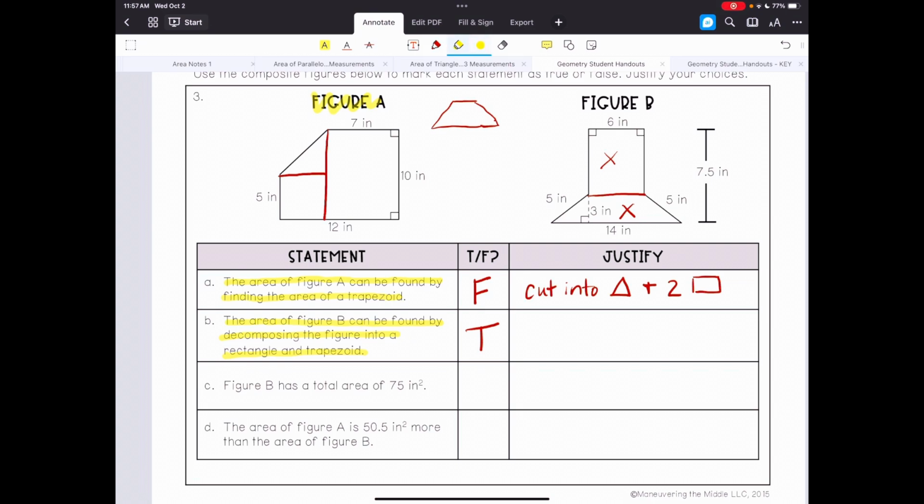Letter C says figure B has a total area of 75 inches squared. This would actually require us to do A and B. I am not going to have us do that because of time's sake. We're already probably at the 35-minute mark in this video, so we're going to stop there. I do not expect you to find the area of these two right now, but if you think that you can and you want to do that as an extension at some point, feel free to do that.